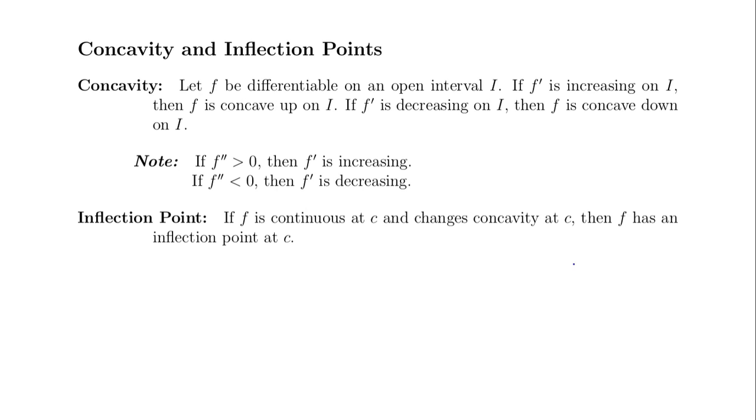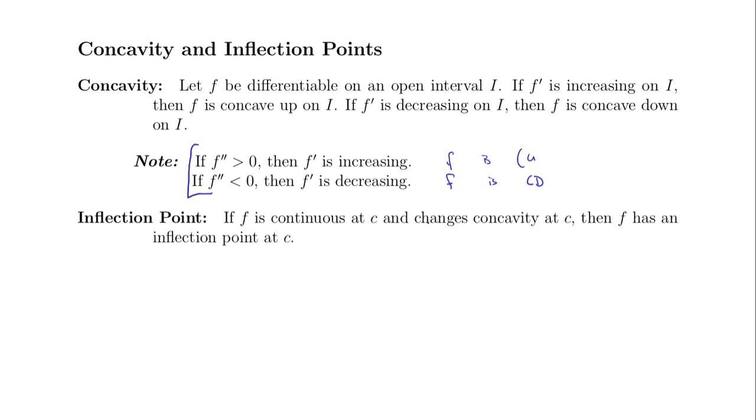Notice this is the thing that we'll really use mostly: if the second derivative is positive, that means that f prime is increasing, and that means that f is concave up. And if the second derivative is negative, that means f prime is decreasing, and that means f is concave down. I'll use CU and CD to represent those. I want to draw some more pictures, but I also want to talk about this idea of an inflection point.